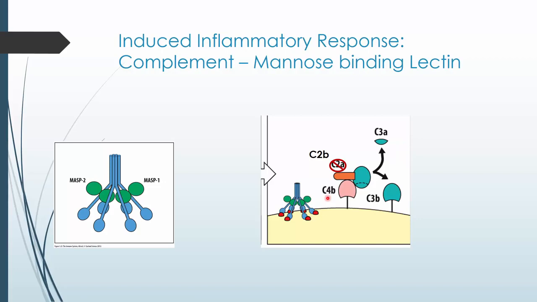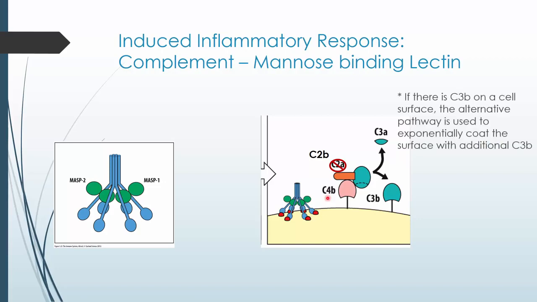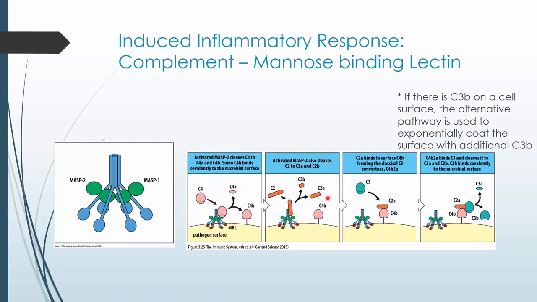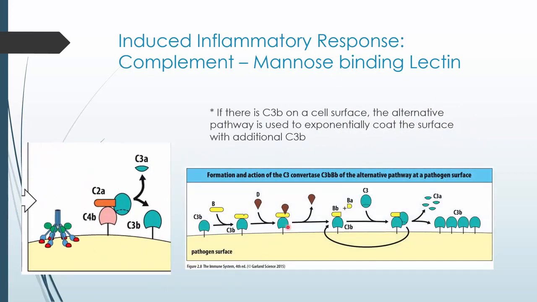Now, what did we talk about when we talked about the alternative pathway? Anytime you have C3b on the surface, the alternative pathway can be used to coat the pathogen in C3. So we start with mannose-binding lectin. That makes a C3 convertase, which deposits C3. Then that C3 goes back to the alternative pathway and can work with factor B and factor D to coat the pathogen in C3b. So you start with this mannose-binding lectin, and that leads to the alternative pathway. It's really how this system exponentially creates inflammation and coats these pathogens and opsonizes them.